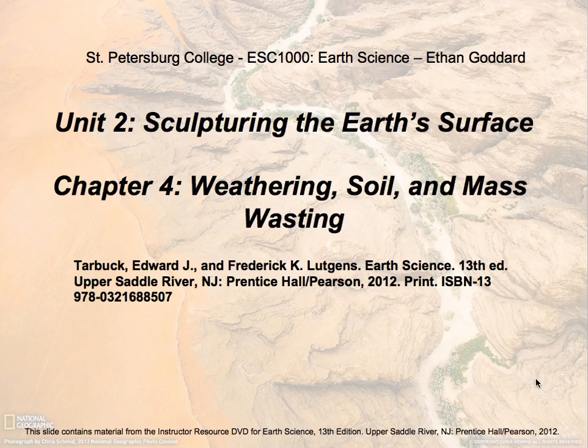In Unit 2, we'll be dealing with weathering, soil, and mass wasting in Chapter 4, important processes that control, over long and short periods of time, what the Earth's surface looks like. We'll be looking at running water and groundwater in Chapter 5, and glaciers, deserts, and wind in Chapter 6. All are processes that make the Earth look like what it looks like today, and have been operating throughout geologic time.